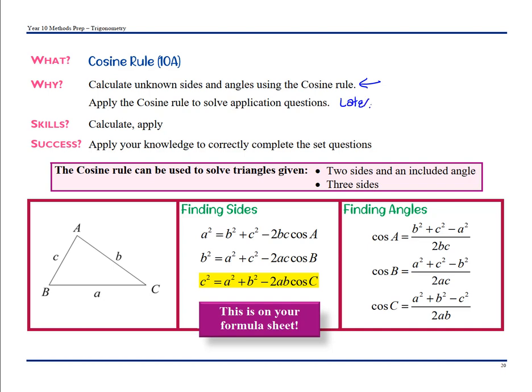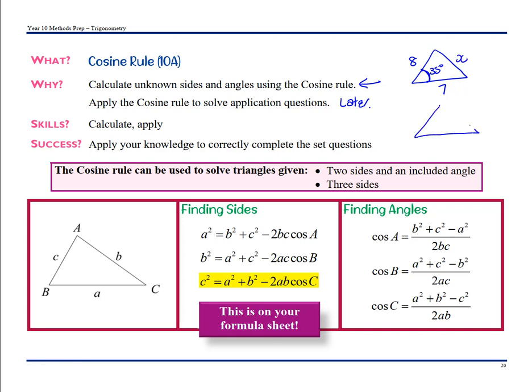Now, the cosine rule can be used to solve triangles given two sides and an included angle. So what I mean by that is if you have that side and that side, you also need the angle in between. So maybe that's 35 degrees. Okay, so the included angle is the angle in the middle. And what the cosine rule will help you do is find that third side.